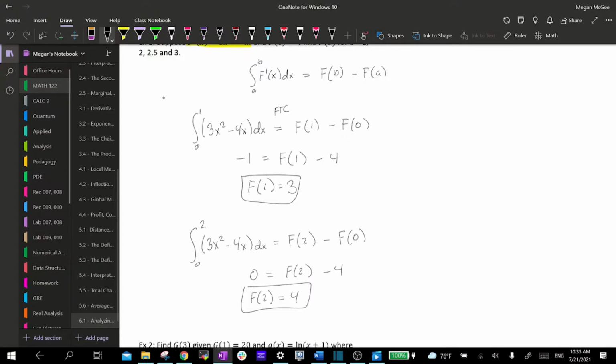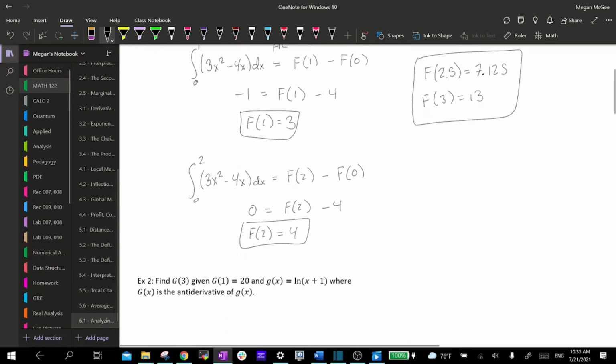I'm going to go ahead and just write the answers here. So F of 2.5 should be 7.125, and F of 3 should be 13. And I'm going to ask you to take a few minutes and make sure you understand this process and make sure you get these answers, except I wrote the decimal in the wrong place. It's 7.125. There we go. All right. Let's move on to example 2.